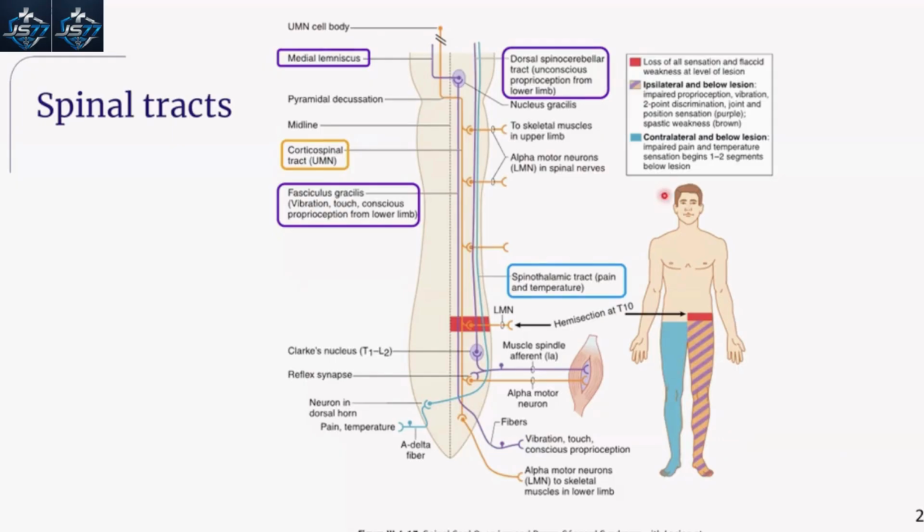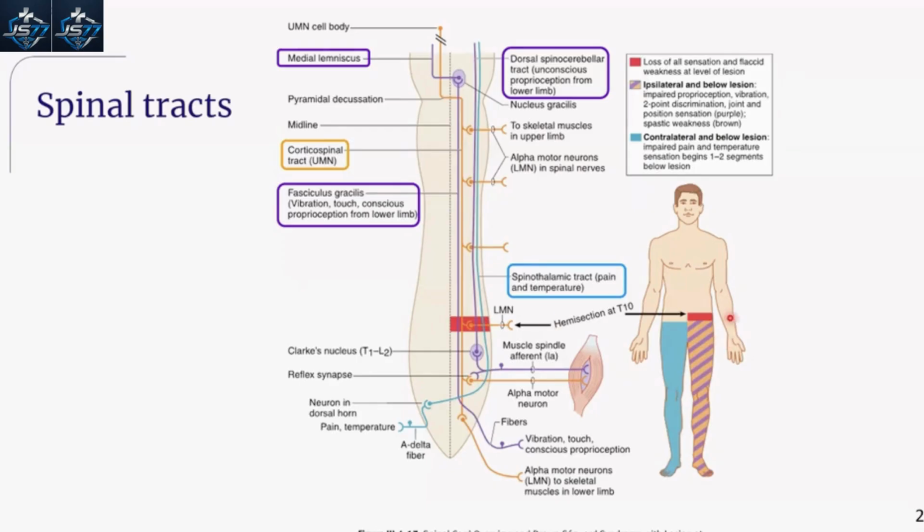Let's say this person over here has a laceration or a lesion at T10, which is about the waistline over here. There's a cut over here through half of the spinal cord, and now we're asking, where are we going to see symptoms? Where will we have motor weakness? Where will we have a deficit in cold and pain, temperature and pain sensation? And where will we have touch, vibration, and proprioception deficits?